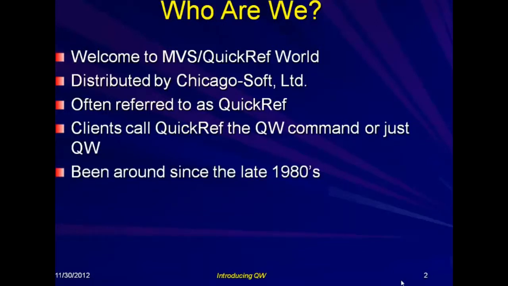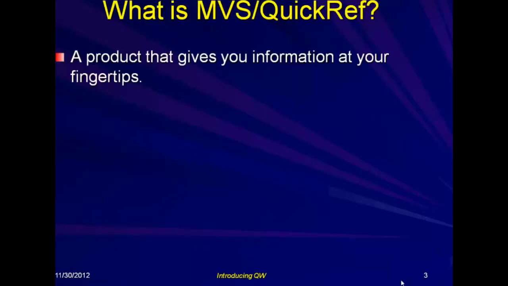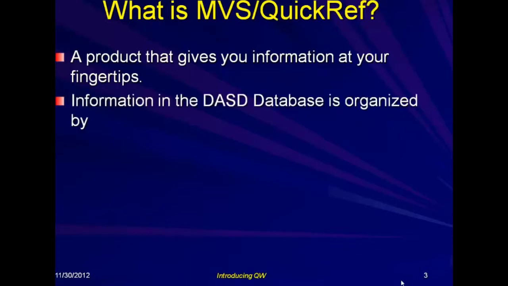NVS QuickRef has been providing reference information for all areas of the mainframe shop for operations, applications development, and systems personnel since the late 1980s. As you might know, NVS QuickRef has reference information at your fingertips, and it is fast to access because QW keeps most of the reference information in a database on DASD. This database has indices which organize the information by vendor, product, release, and item name.